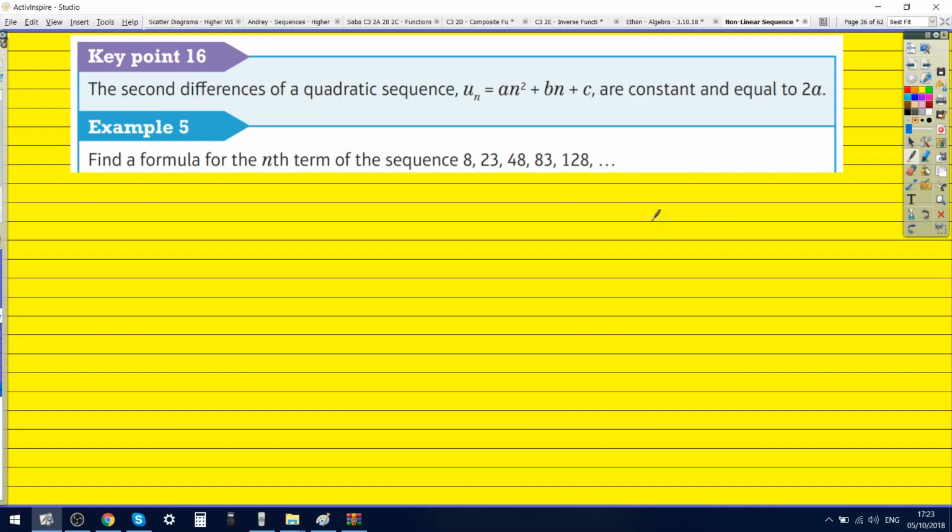So we just start by finding the difference between each one, and you can use a calculator for this. The difference between 8 and 23 is 15. 23 and 48 is 25. And then it'll be 35 and 45. What's next? The difference between each is 10. So the second difference is 10.